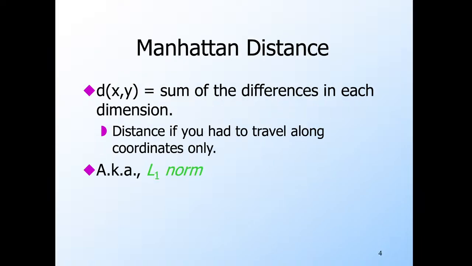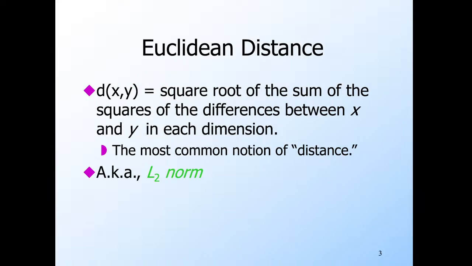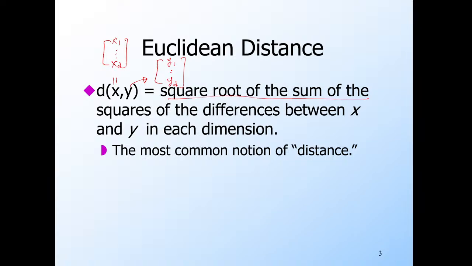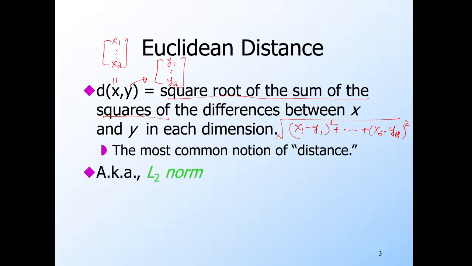So the distance between them is, where is it? Oh, I didn't list it, so I'll just write it using text. It is the square root of the sum of squares, so that means (x1 minus y1) squared plus and so on, plus (xd minus yd) squared, and then the square root. This is the distance between x and y, and it is also called the L2 norm.